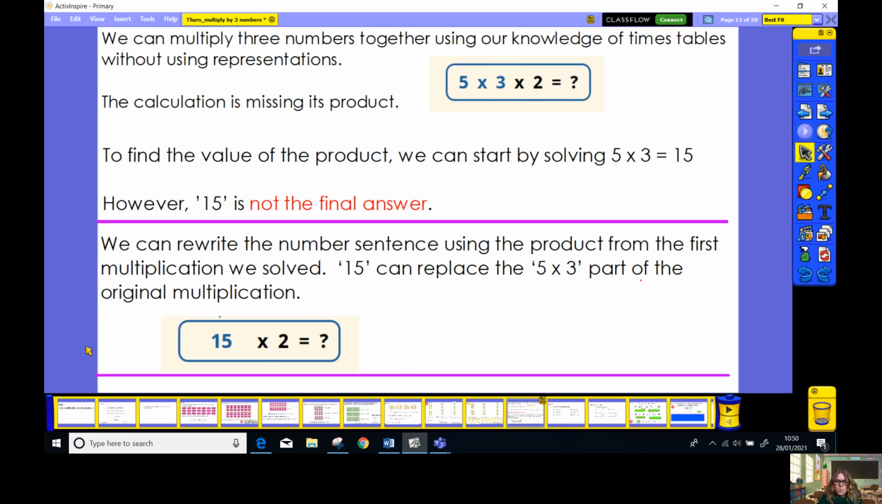Pause the video now and see if you can work that out. You might know what 15 doubled is, or you might want to partition this number. Partition it into 10 and 5. So that would be 10 times 2 and 5 times 2, with the products added together. Well done. The answer would be, of course, 30. So if we go back to our original calculation, 5 multiplied by 3 multiplied by 2 equals 30.